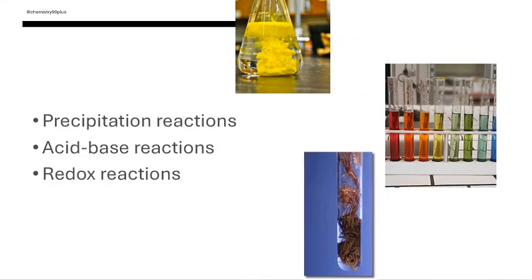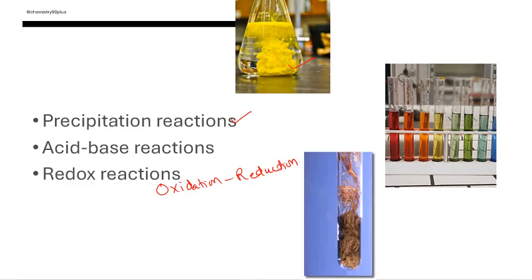There are 3 major types of chemical reactions in aqueous solution. The first one, as we have just seen, is the precipitation reaction. Another one is the acid-base reaction, which is a reaction between an acid and a base. And the third type of aqueous reaction is the redox reaction, where one of the reactants is getting oxidized and the other one is getting reduced. So oxidation-reduction reaction, or redox reaction. These are the 3 types of aqueous reactions for which we have to learn how to write net ionic equations.